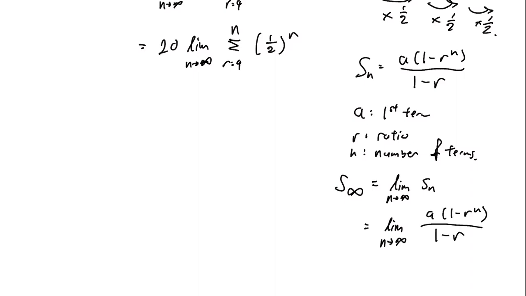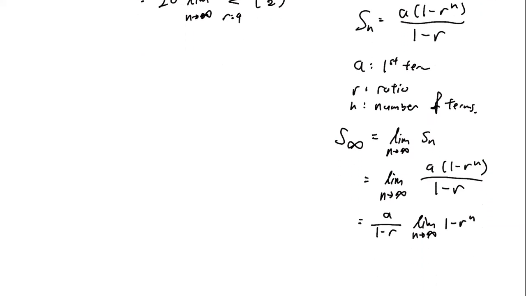Now take note that the only thing affected by n is this guy, R power n. This A over 1 minus R is just a number divided by 1 minus another number. So overall, it's still just a number, a constant. And whenever you have a constant, you can actually factor it out. So you'll be left with A over 1 minus R multiplied by the limit as n goes to infinity of 1 minus R power n, with brackets like this.